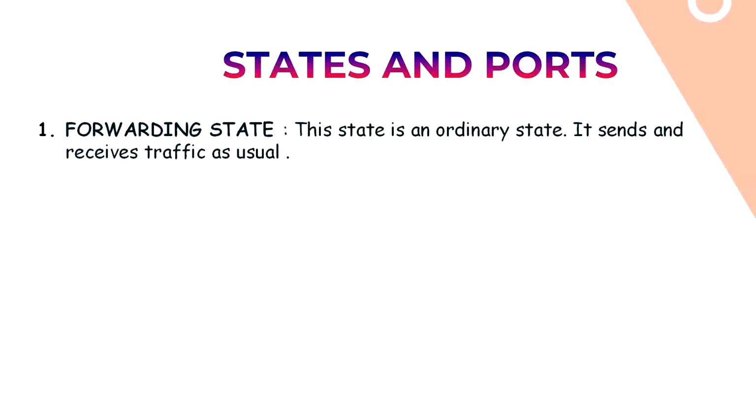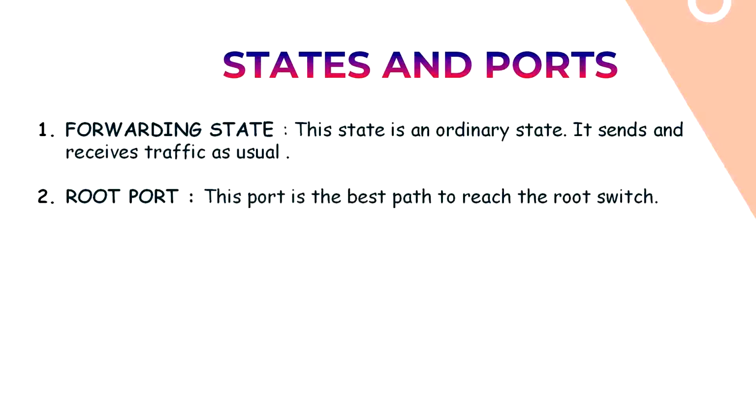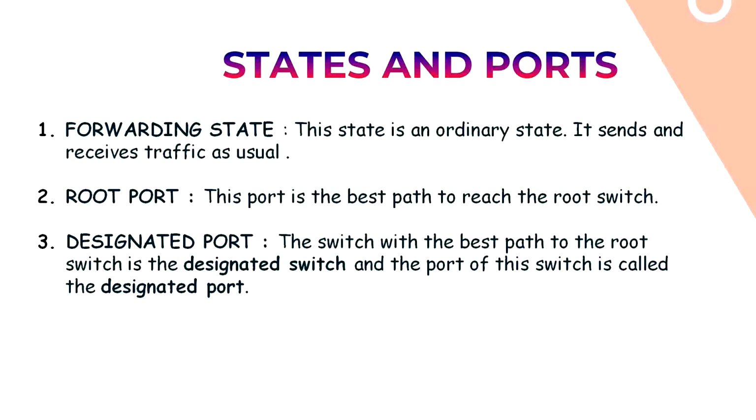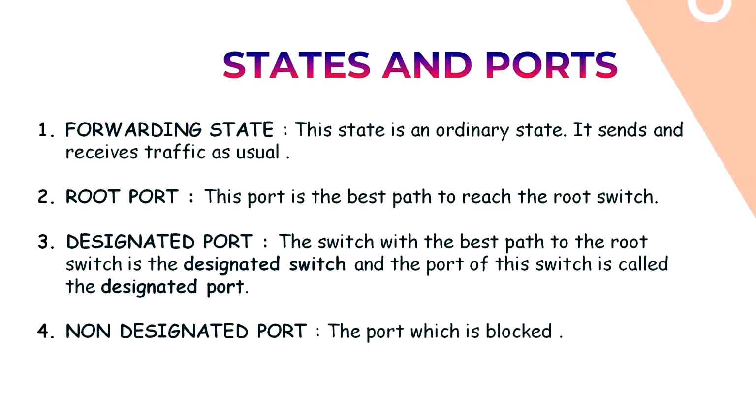So what is the forwarding state? This state is an ordinary state. It sends and receives traffic as usual. What is a root port? This port is the best path to reach the root switch. Next is the designated port. As I've already told you, the switch with the best path to the root switch is the designated switch, and the port of this switch is called the designated port. Next is the non-designated port, the port which is blocked.